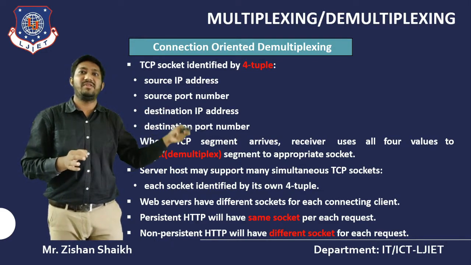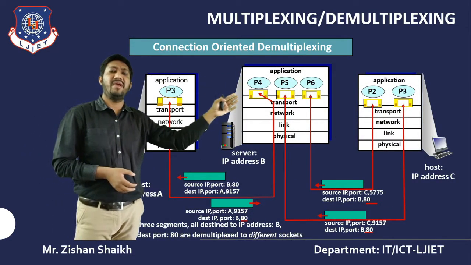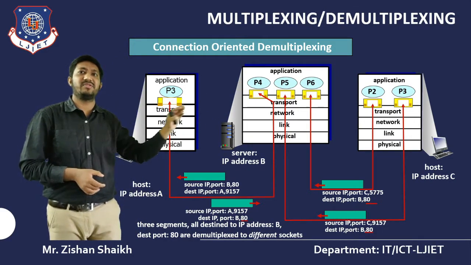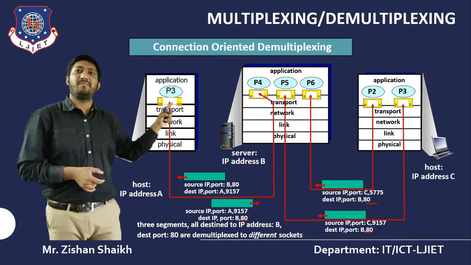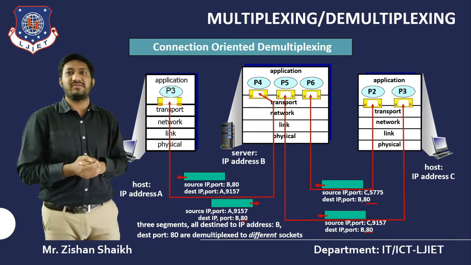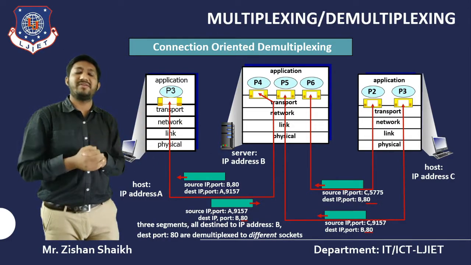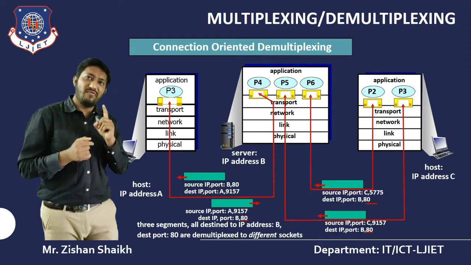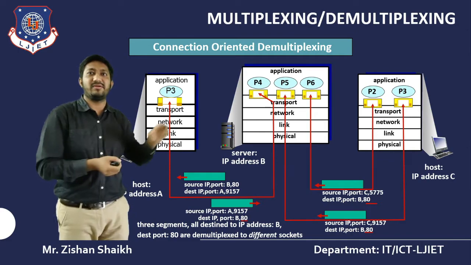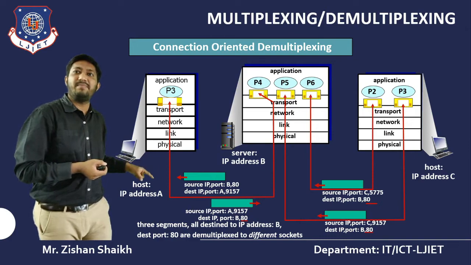Let's understand this topic with the next figure. Here we have P4, P5 and P6, three applications working right now on this machine. Application A has the P3 process, and application 2 has the P2 and P3 processes. Now we want to communicate with this. Suppose P4 wants to communicate with P3. What are the requirements here? First we need the IP address: what is the source IP address and what is the destination IP address? Here this machine has the server IP address B, and this is the IP address of A.